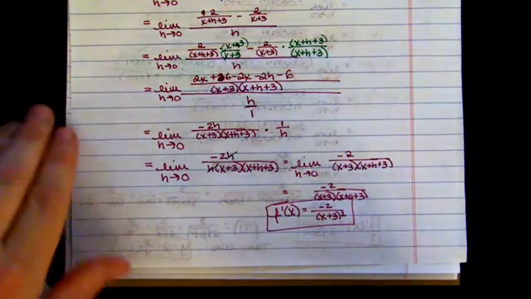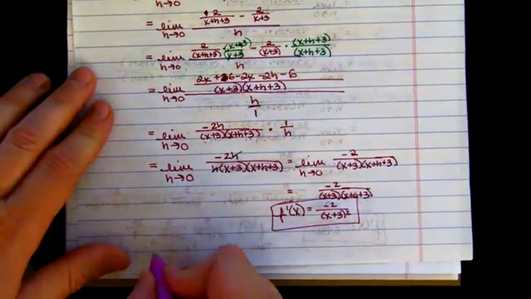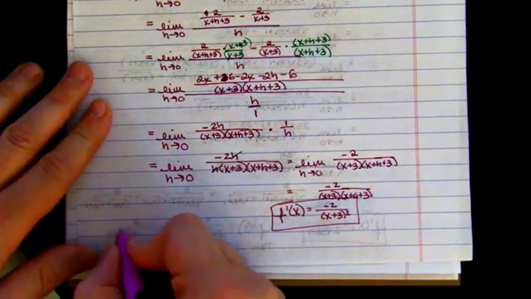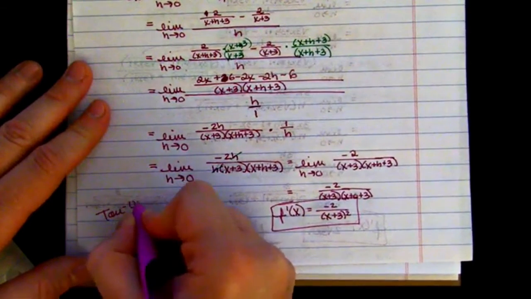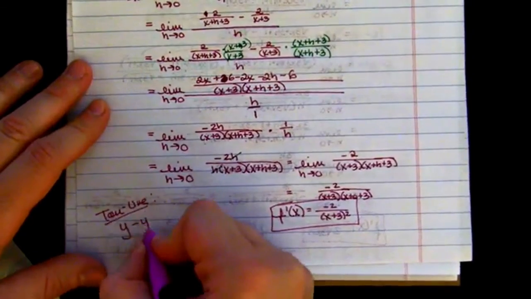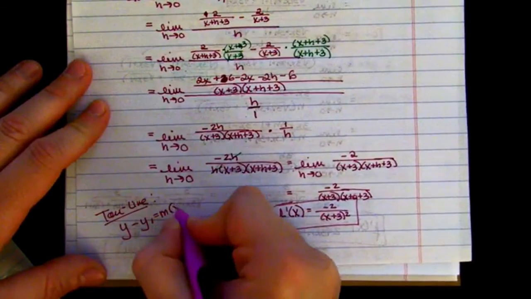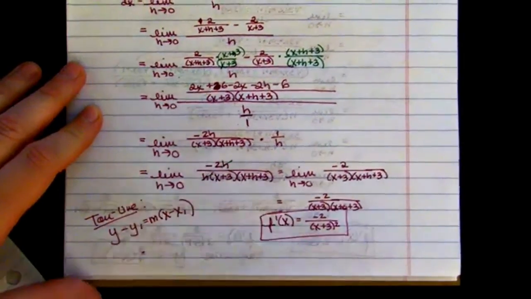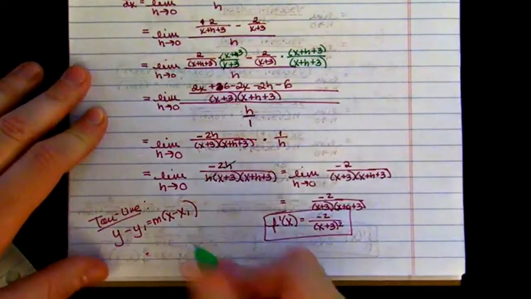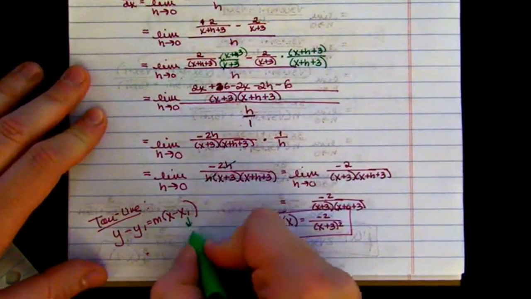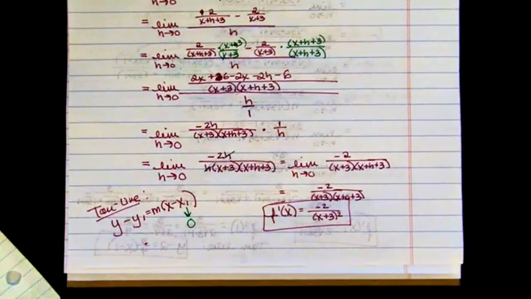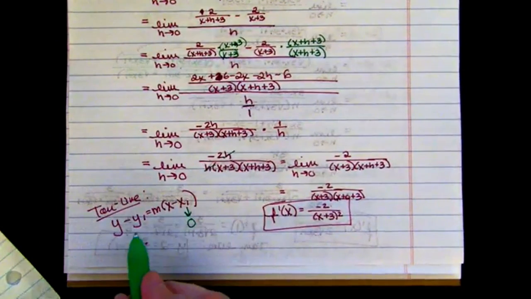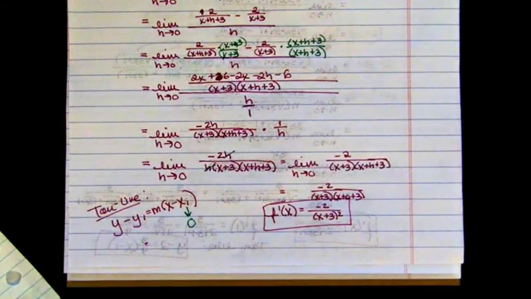Now, I want the equation of a tangent line. Well, the equation of a tangent line is y minus y1 equals m times x minus x1. And I told you I wanted to do this at x equals 0. So I know my x1. But I don't know my y1, I don't know my m. How can I find my y1?